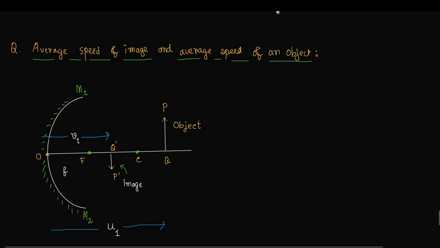We can denote the focal length. Small f is the focal length of the concave mirror M1M2, and this is at an instant t equal to t1. At t equal to t1, u1 and v1 will be the initial distances of the object and image from the concave mirror M1M2.